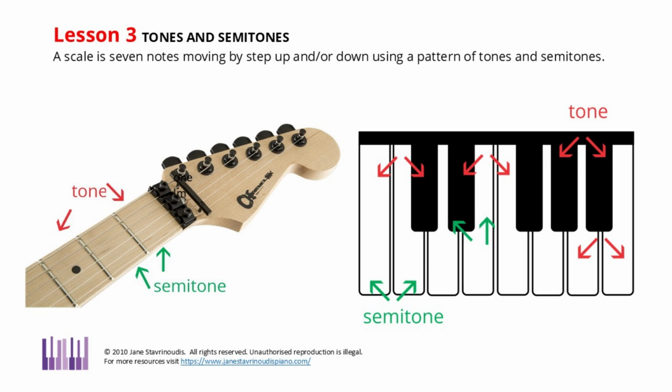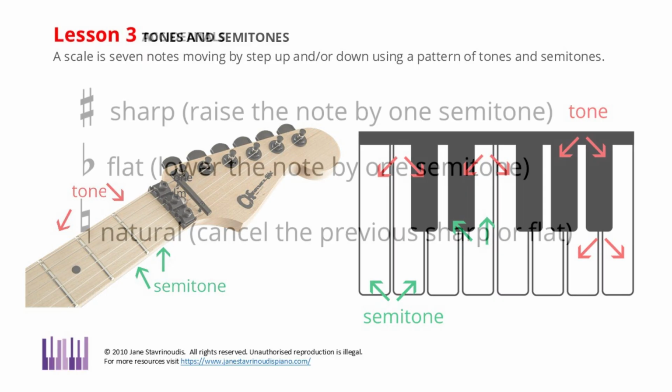For guitar players, moving from one fret to the next is a semitone, and by skipping a fret, the notes are a tone apart. For piano players, moving from one note to the very next note is a semitone, and moving 2 semitones is a tone. It doesn't matter if one note is black or white. What is important is how far apart notes are from each other.